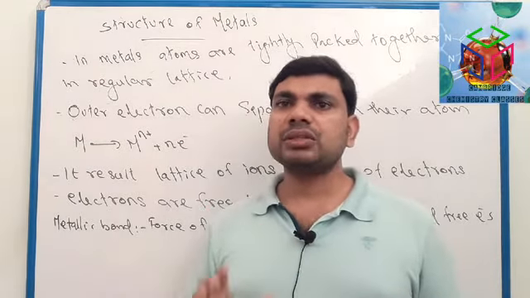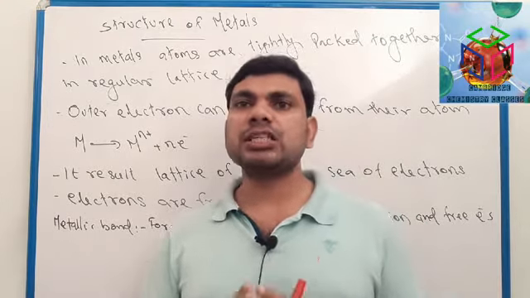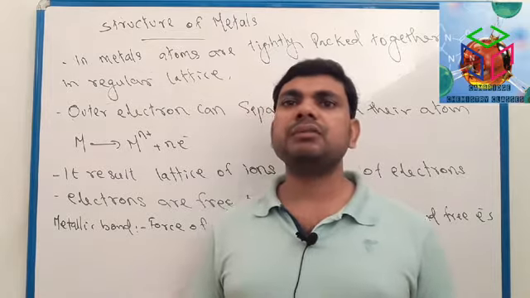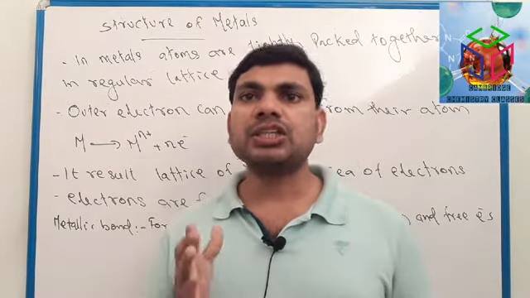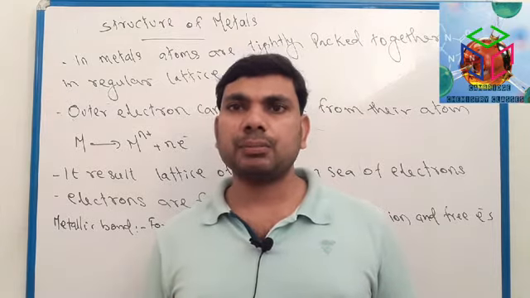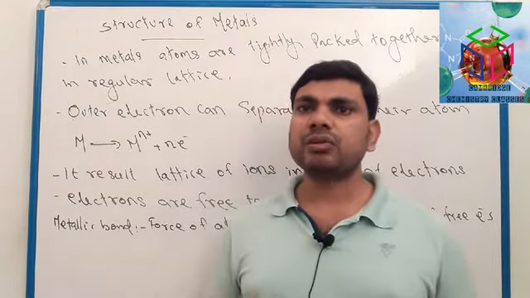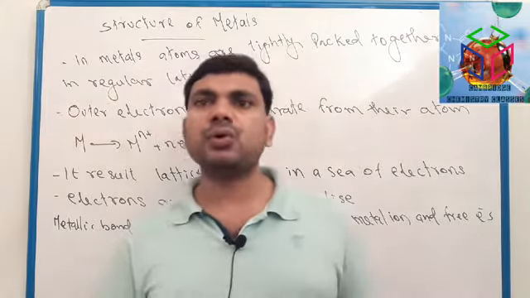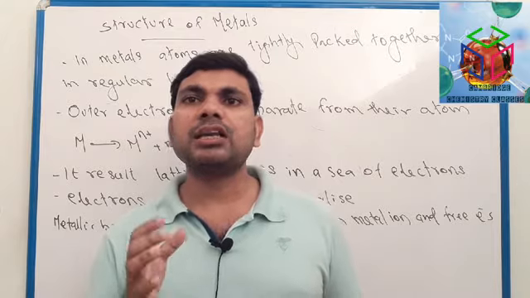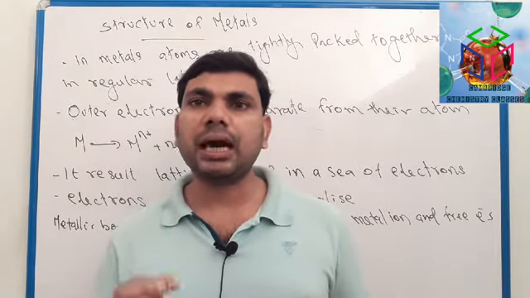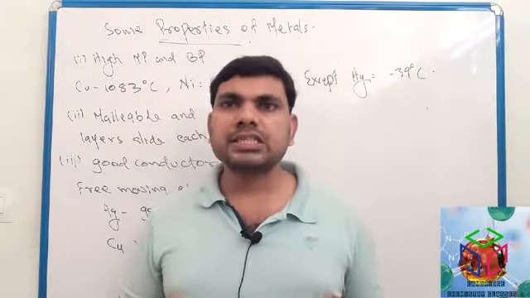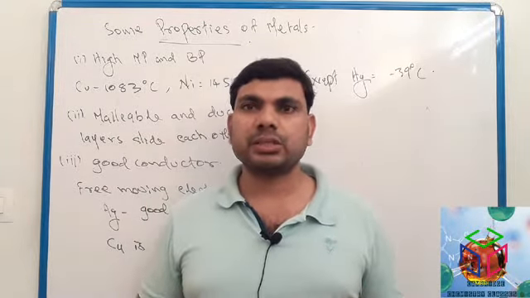In metals, there are positively charged atoms and negatively charged electrons. The force of attraction between them is called metallic bond. This force of attraction is very strong. That's why metals need very high energy to break this bond, and metals show very high melting and boiling points. Clear? Okay, next we have to discuss some properties of metals.